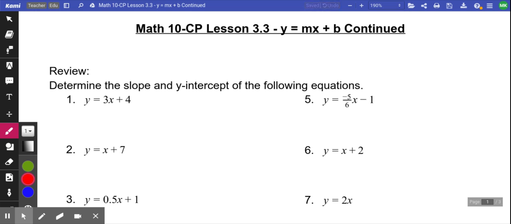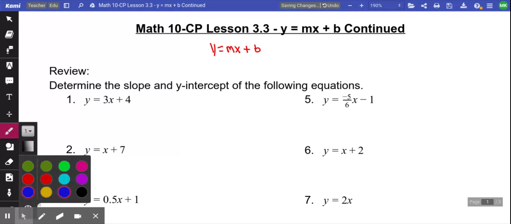Hey guys, welcome to our third lesson of linear relations slash systems of equations, which we're going to do at the end of this unit. Yesterday we learned something called y equals mx plus b, and that was our slope-intercept form. Y was by itself. Then we had a number times x plus another number. Sometimes it was minus. We called this slope-intercept form because the number in front of your x is your slope, and the number at the end of it all is your y-intercept.